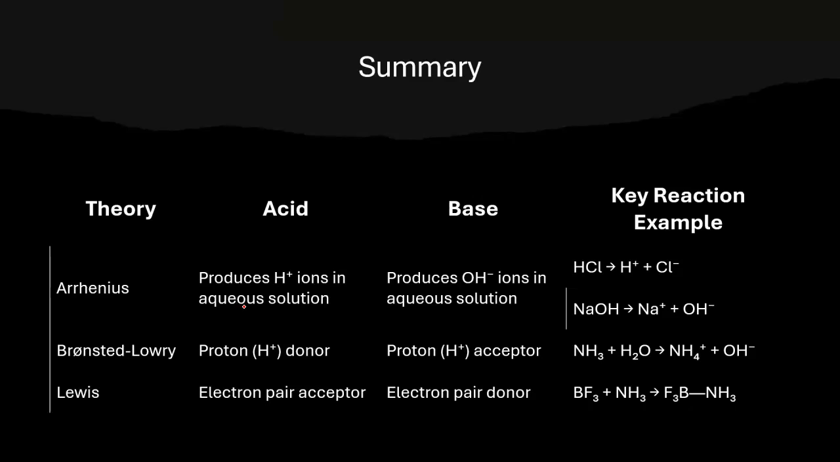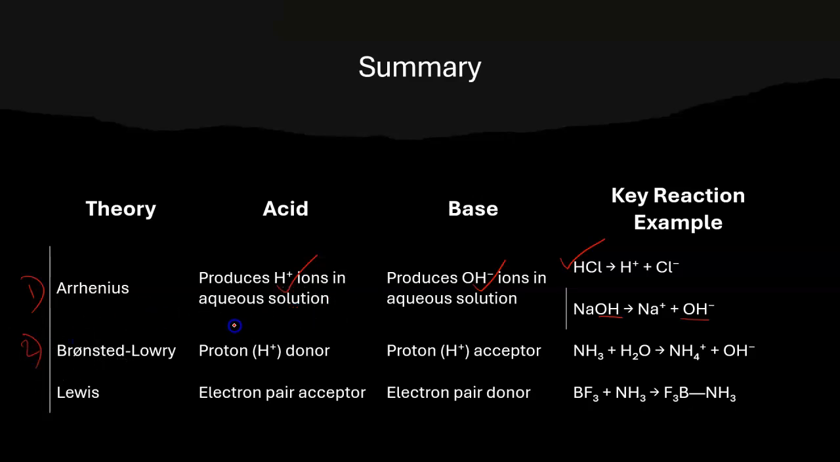Now we will see the summary of acid-base theory. In this, the first one was Arrhenius theory. It tells that an acid produces H plus ions in the aqueous solution, and a base is the compound which gives OH minus ions. So it can be understood that HCl is an acid, it gives H plus ion on dissociation, and NaOH gives OH minus ion on dissociation. So these are H plus and OH minus ion related theory.